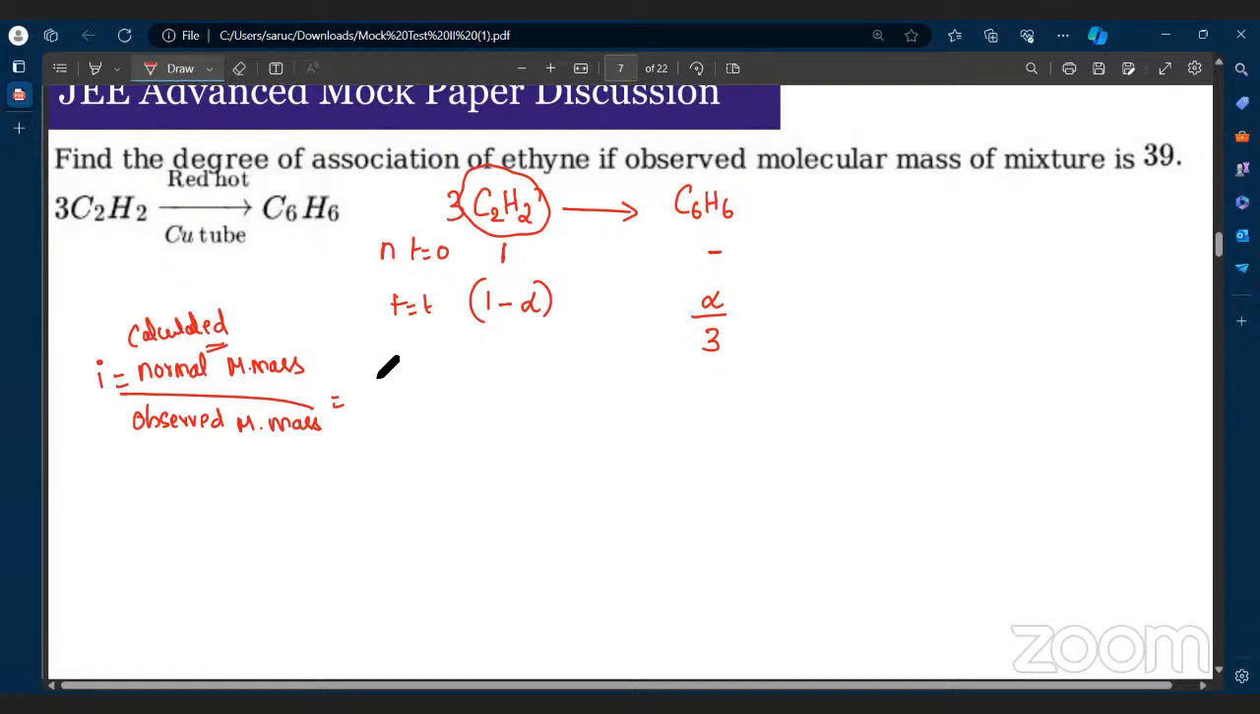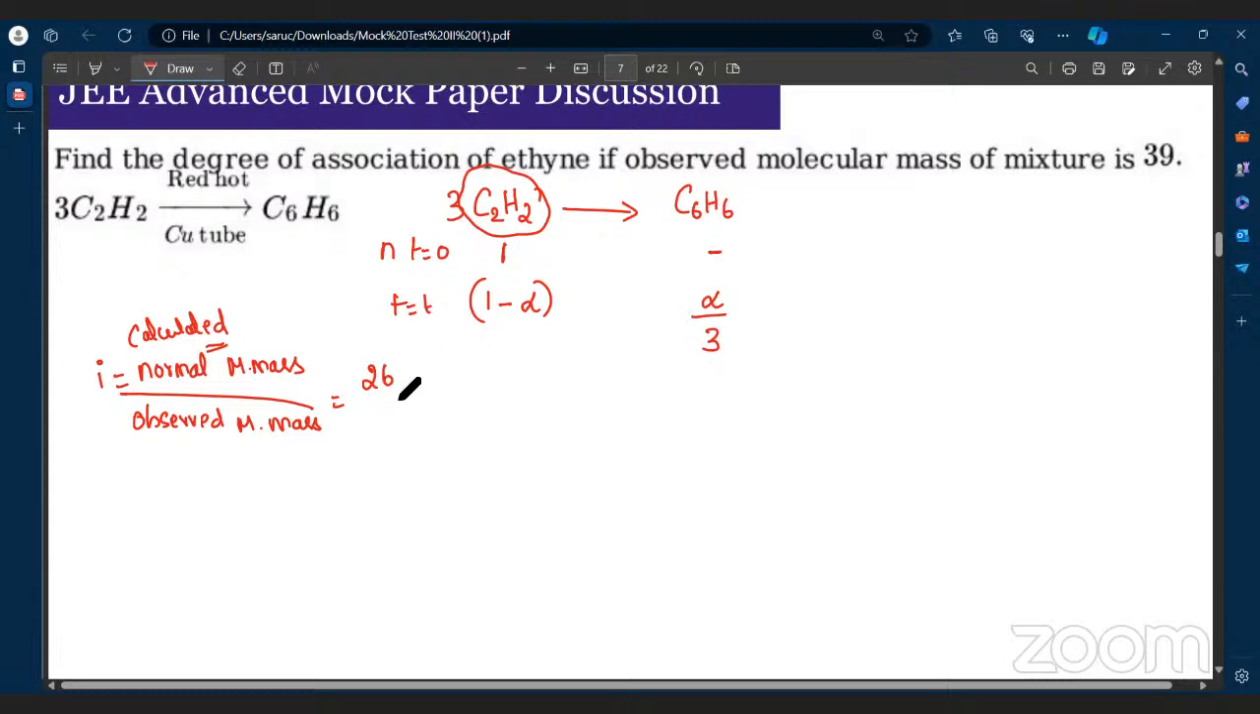Just give me the answers. People, are you there? Are you there? Yes. Get me the answer. What is the molar mass of ethyne? It is 26. Very good. The molar mass of ethyne is 26. So 26.